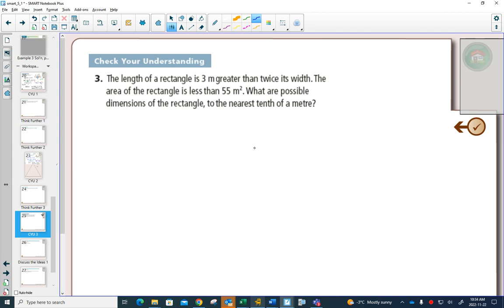Okay, let's see how you did. So you need to make a rectangle. Here we go. We need to label something with algebra because we don't know it. We have to either choose the length or the width. The length is compared to the width.